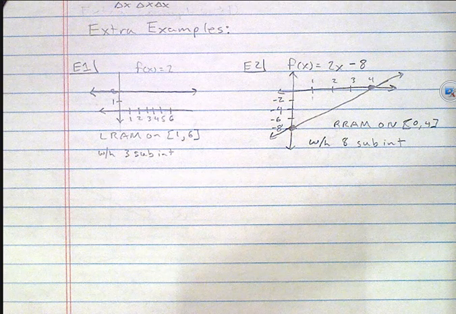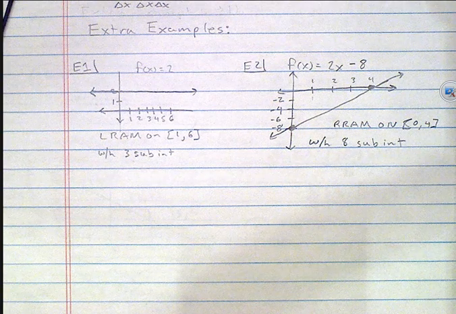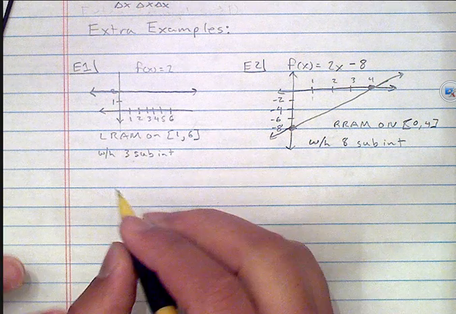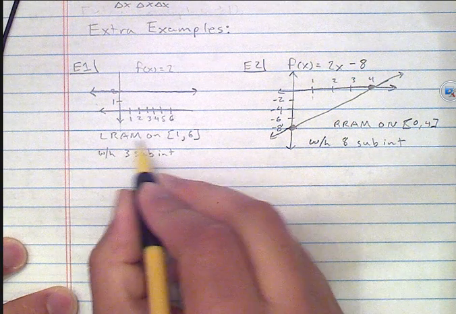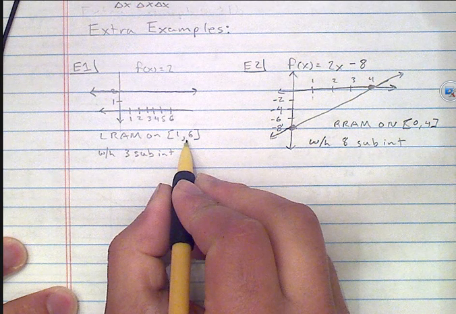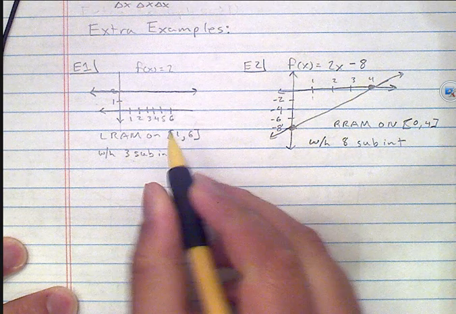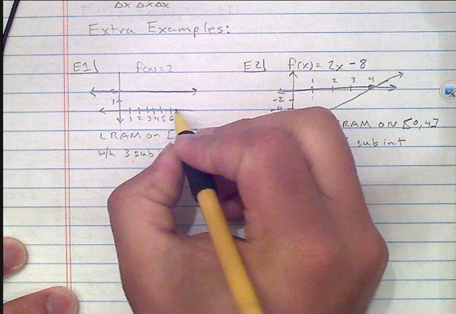Alright, so here starts the examples portion of the notes. I'm going to try to move faster because I know the last video was way too long. So here we have an LRAM on one interval, 1 to 6 with 3 subintervals.